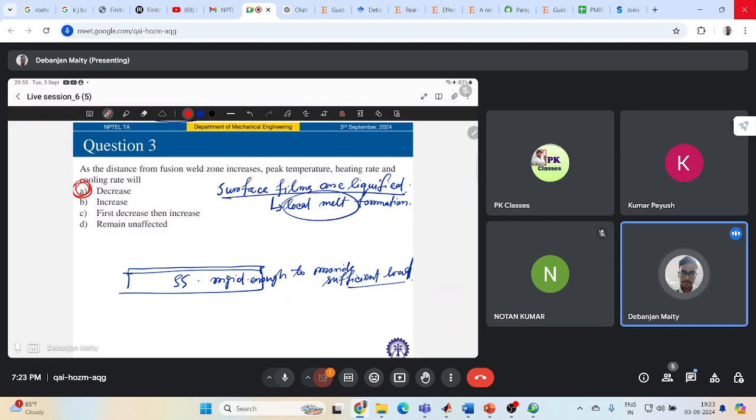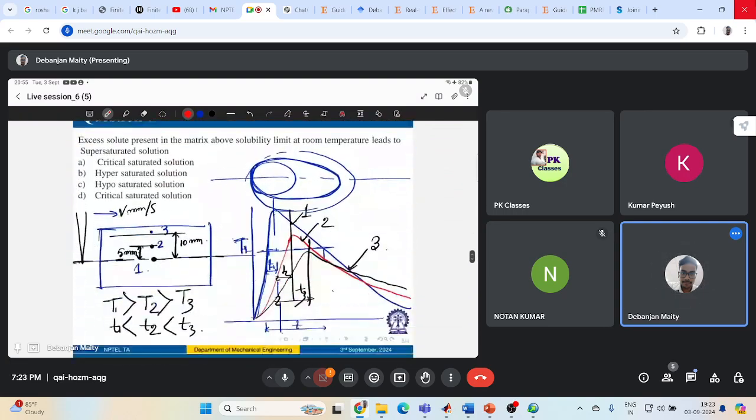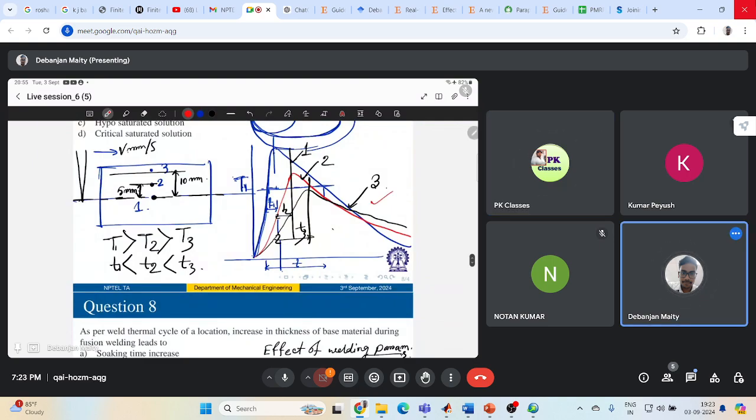I'm talking about if you are going away from your fusion zone. So the maximum temperature will be there at the fusion zone. See this graph. If you are going away from the fusion zone, so point 1 was my fusion zone, that will provide me the maximum temperature. If you are going further away, your peak temperature, your heating rate, your cooling rate, all will get decreased.